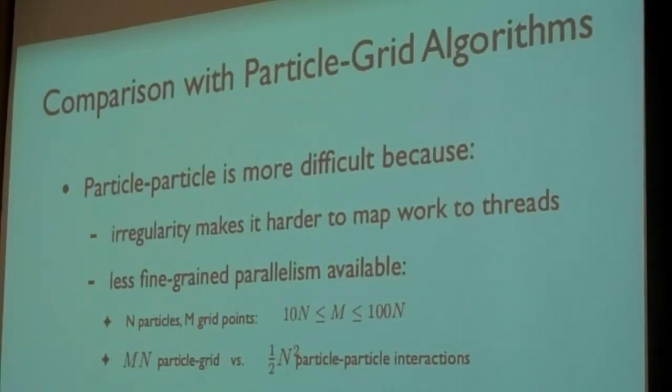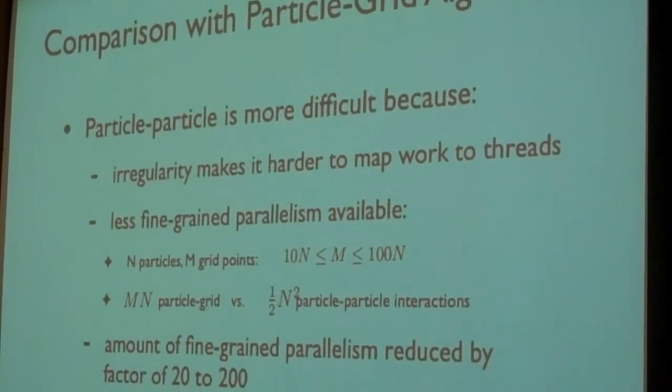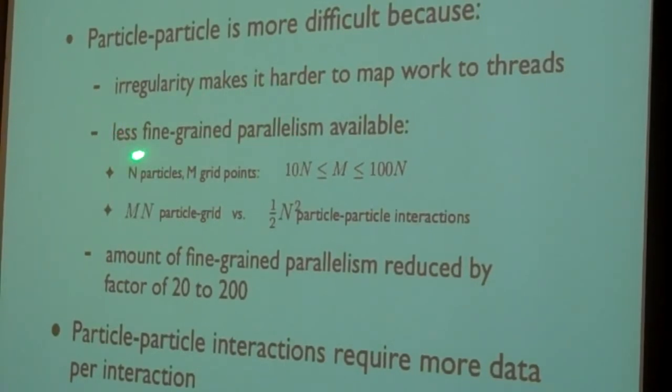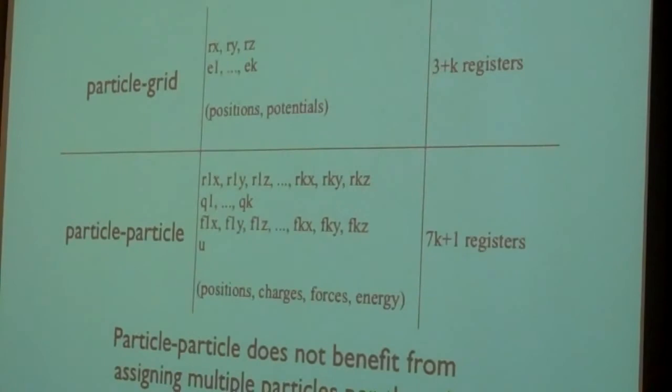So the particle-particle algorithms are more difficult. First of all, because we have irregularity in the problem, but also we have less fine-grained parallelism. In the last class of algorithms, we were talking about n particles and m grid points, but m here was on the order of 1 to 2 orders of magnitude bigger than n. So when comparing the amount of work that we have, the amount of fine-grained parallelism is reduced by a factor of 20 to 200. Also, the particle-particle interactions require more data per interaction.